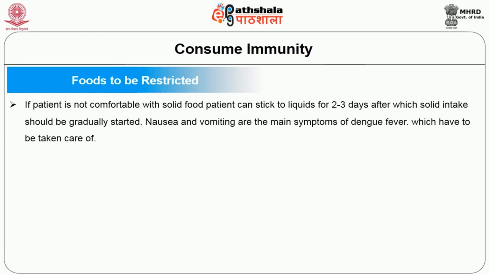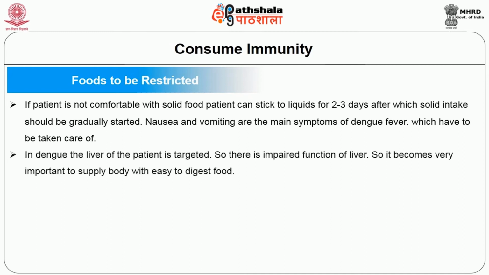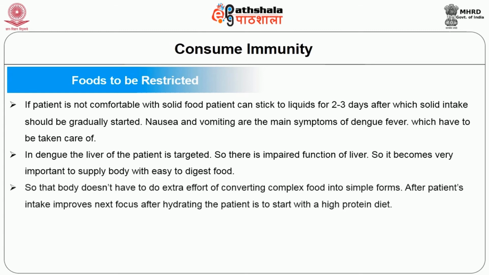Nausea and vomiting are the main symptoms of dengue fever, which have to be taken care of. In dengue, the liver of the patient is targeted, so there is impaired function of the liver. So it becomes very difficult, and it is very important to supply the body with easy to digest food so that the body doesn't have to make an extra effort of converting complex food into a simpler form.